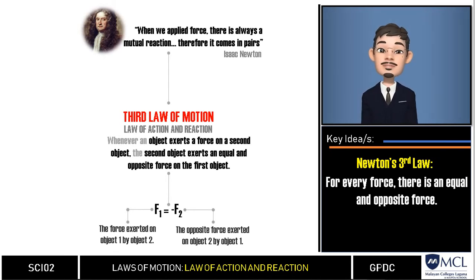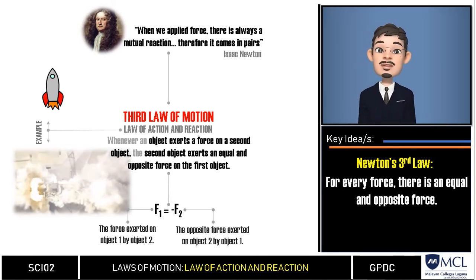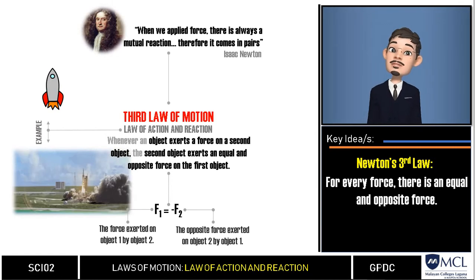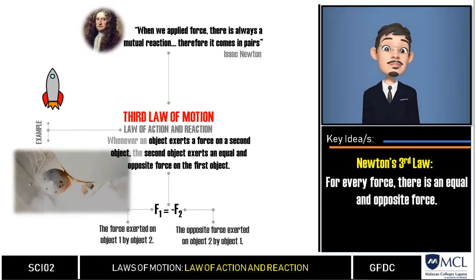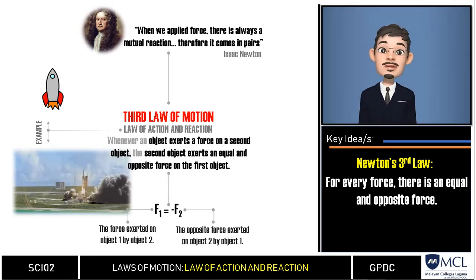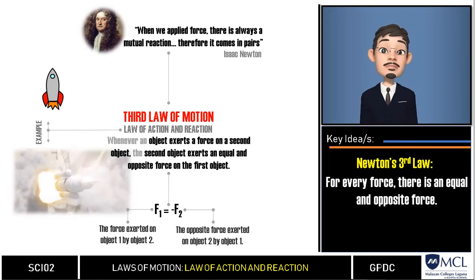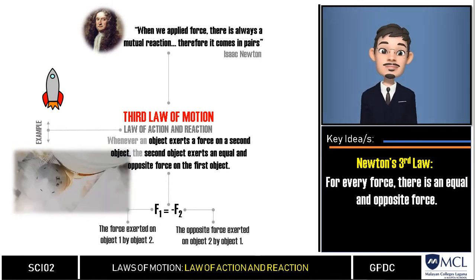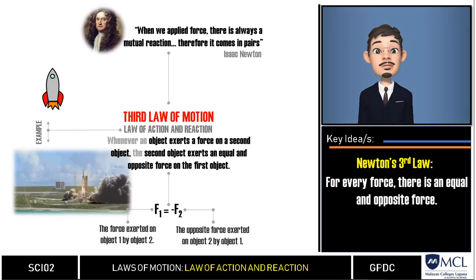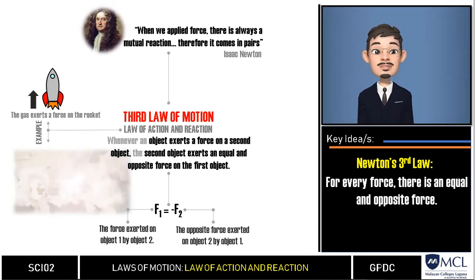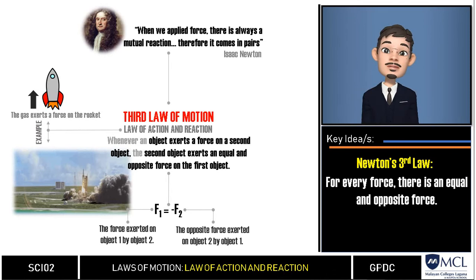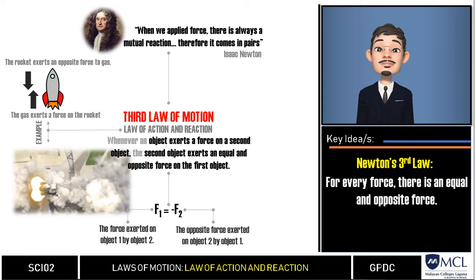A common example where this law is evident is rocket propulsion. Here, the exhaust gas is accelerated from the rocket, and the rocket accelerates in the opposite direction. A common misconception is that on launch, the exhaust gas pushes against the launch pad to accelerate the rocket. If this were true, then there would be no space travel because there is nothing to push against in space. The correct explanation is that the gas being forced backward by the rocket exerts a force on the rocket, and the rocket exerts an equal but opposite force on the gas.